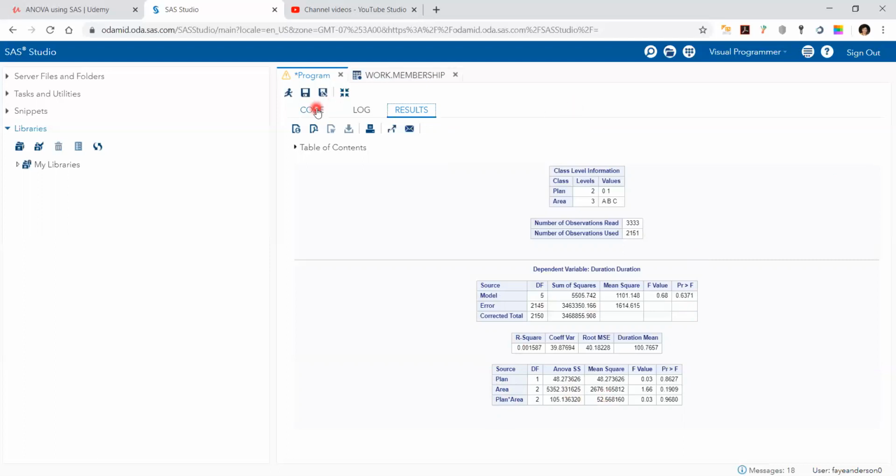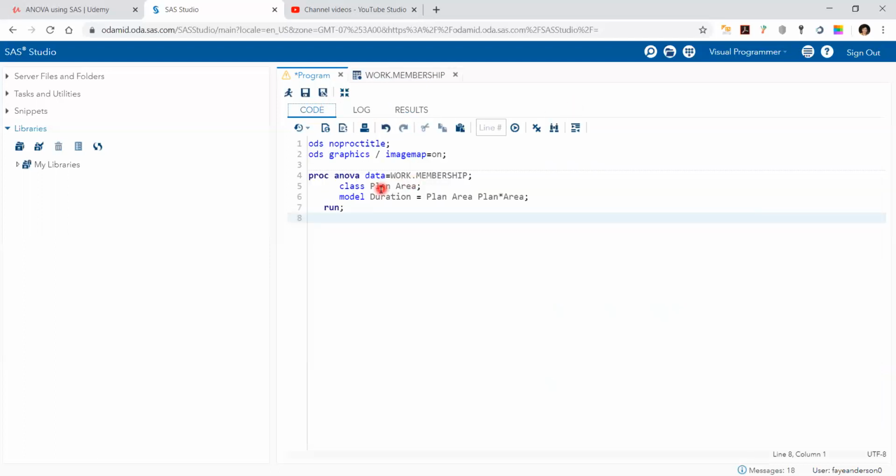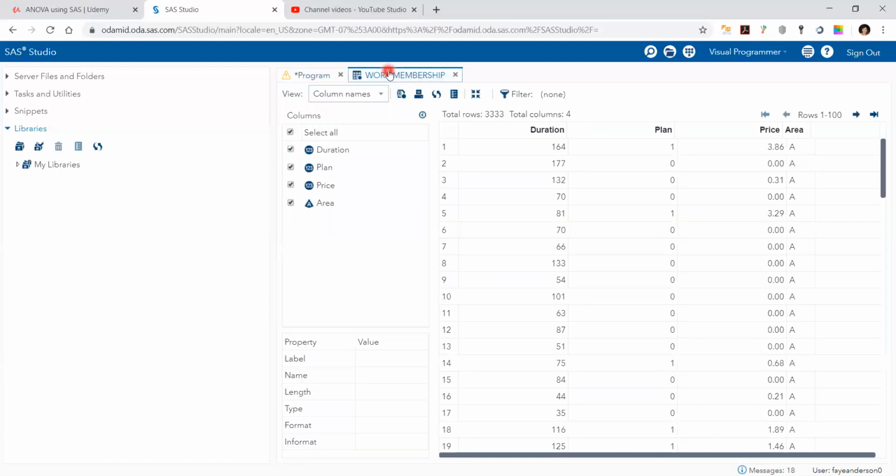And that's for the two-way because it has two variables. Now, if we want to add, if we go to membership, it doesn't have any other. So yeah, we'll demonstrate the n-way ANOVA in another video.